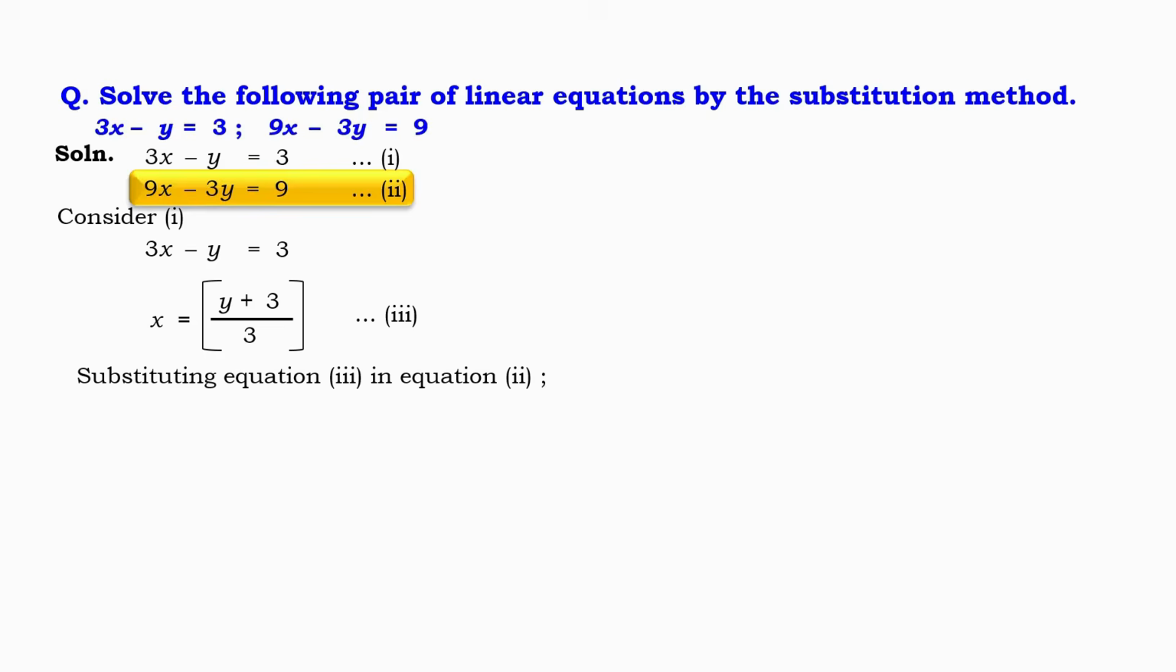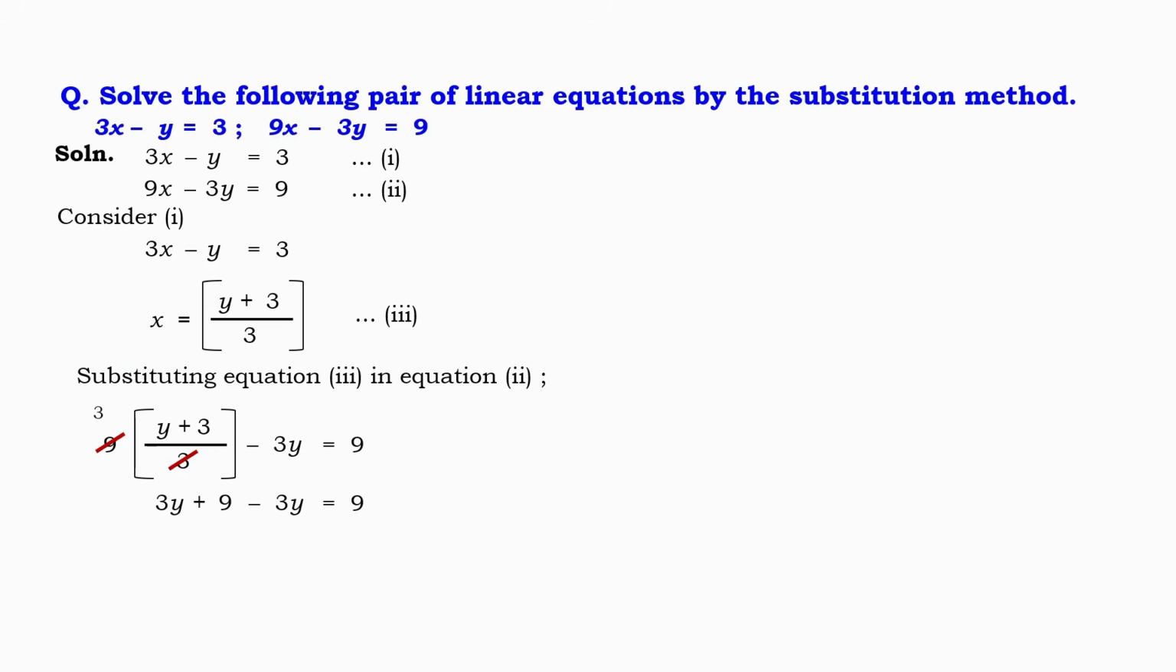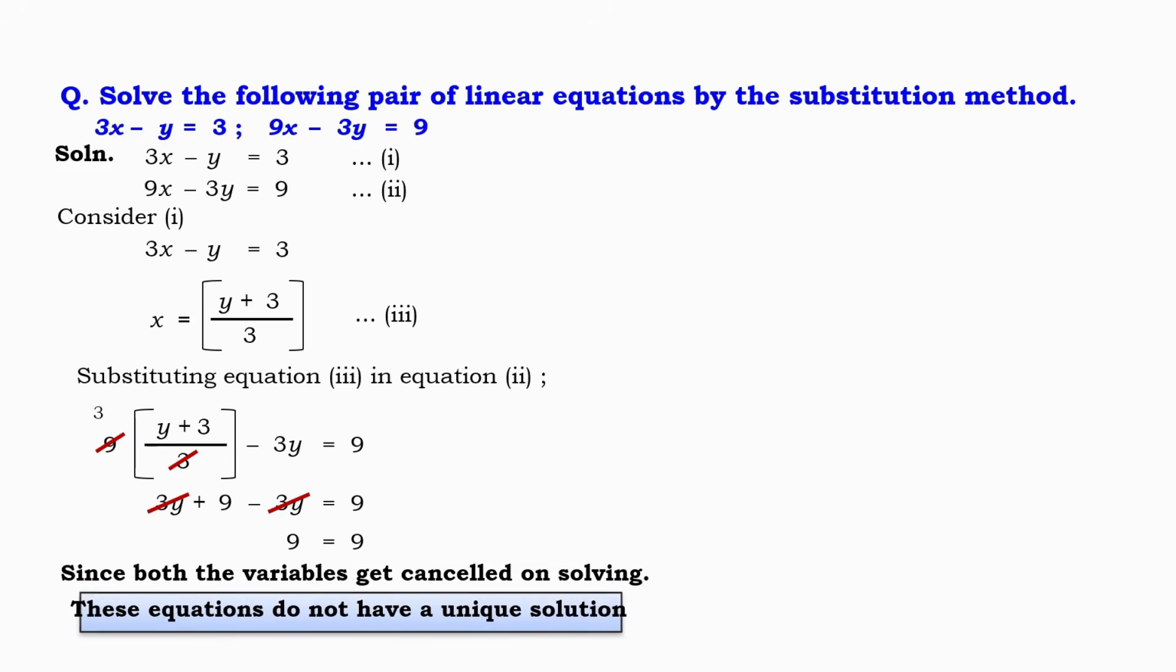Now substitute the value of x from equation 3 into equation 2. Equation 2 is 9x minus 3y equals 9. Replacing x with the expression from equation 3 and simplifying the equation, we get 3y plus 9 minus 3y equals 9. Here we notice that 3y and minus 3y cancel each other. So the equation becomes 9 equals 9. This statement is always true.